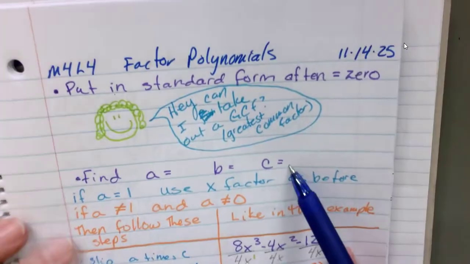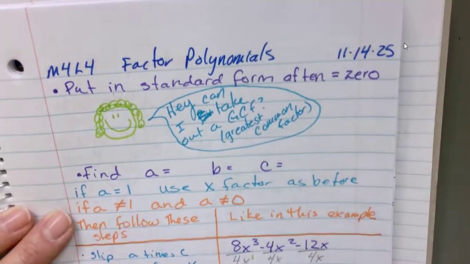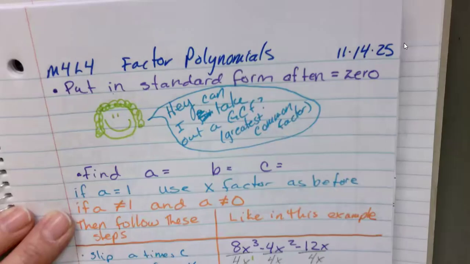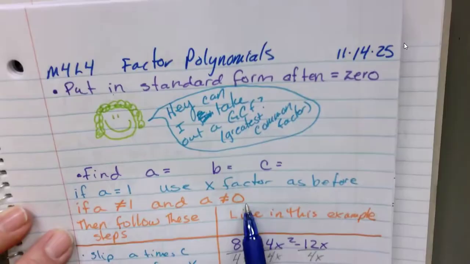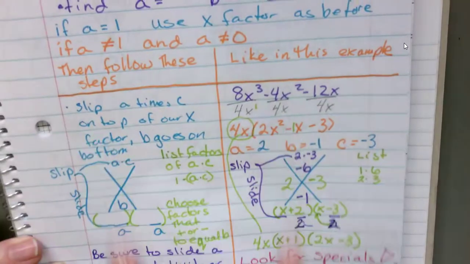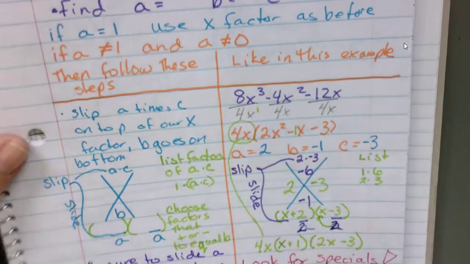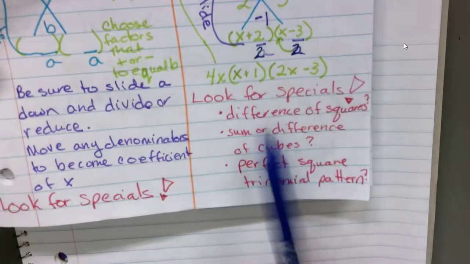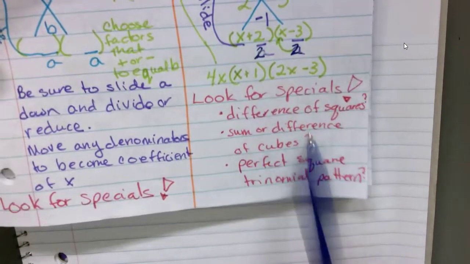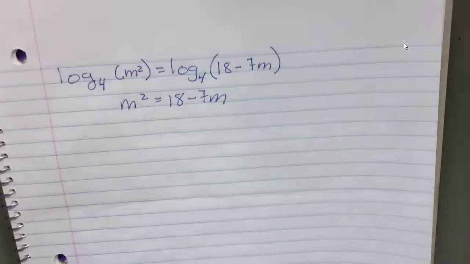Then if it's A, we're going to use the X factor, just like we did before when we did that big long worksheet practicing them. If A does not equal 1 and it does not equal 0, then we're going to follow these steps for our slip and slide method. And I will go over that when we do the problem. We also need to make sure that we're looking for specials like difference of squares, sum or difference of cubes, perfect square trinomial patterns. We'll do all of that.